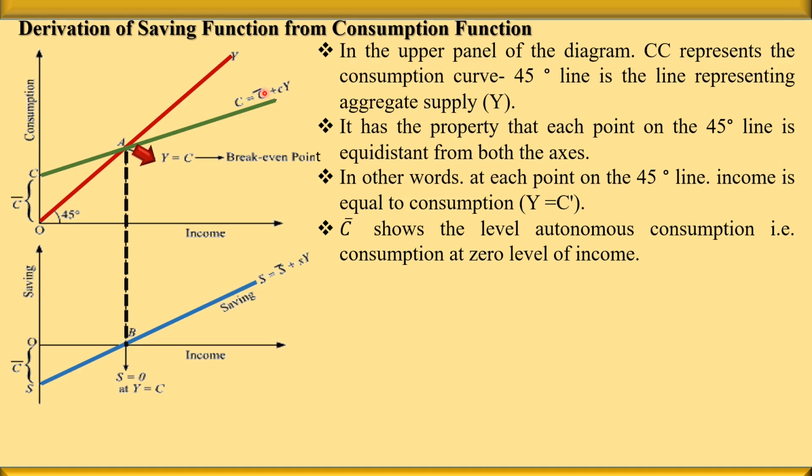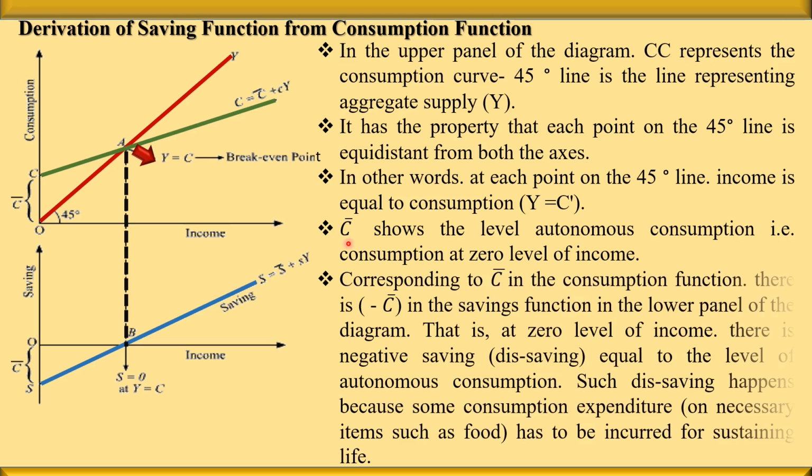C bar means autonomous consumption, that is consumption at 0 level of income. Corresponding to C bar in the consumption function, there is minus autonomous consumption in the lower panel. In the saving function in the lower panel, that means at 0 level of income there is negative saving.